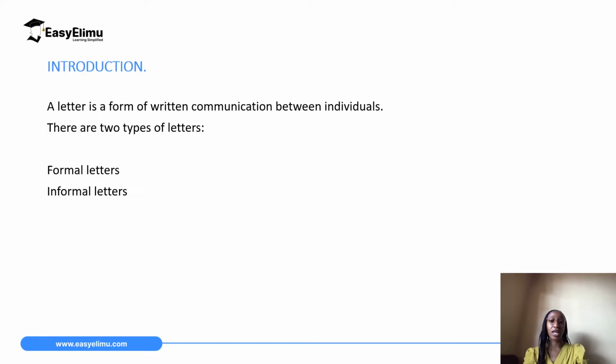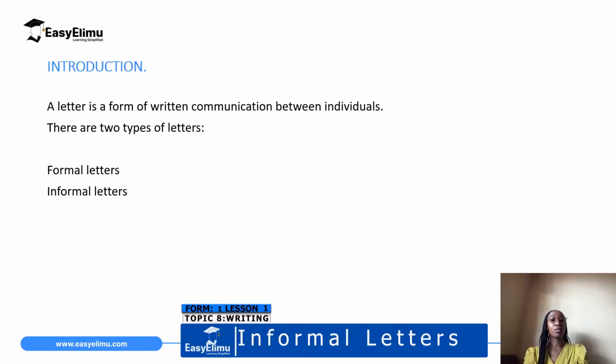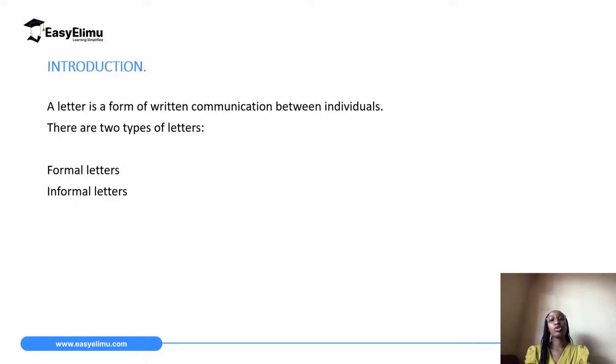So before we start, it is important to define what a letter is, and a letter is a form of written communication between two individuals or two organizations. It could be maybe a principal of one school writing a letter to the principal of another school. It could be you writing a letter to your friend who is in another school, or a cousin, a parent, an aunt, an uncle. And there are two types of letters.